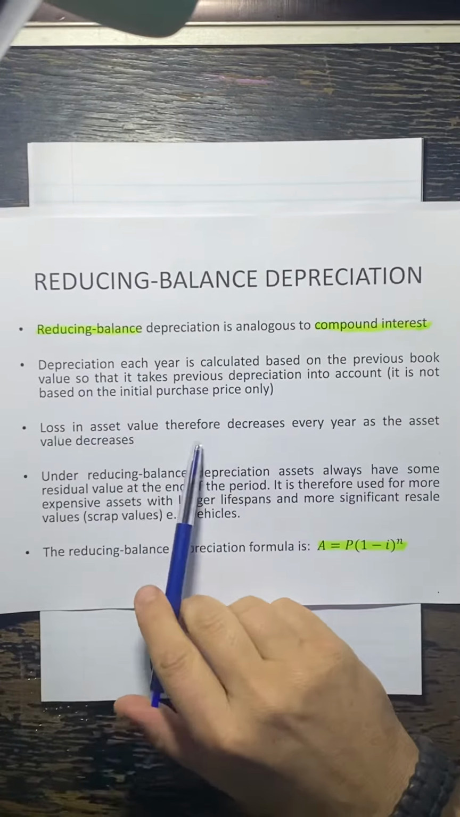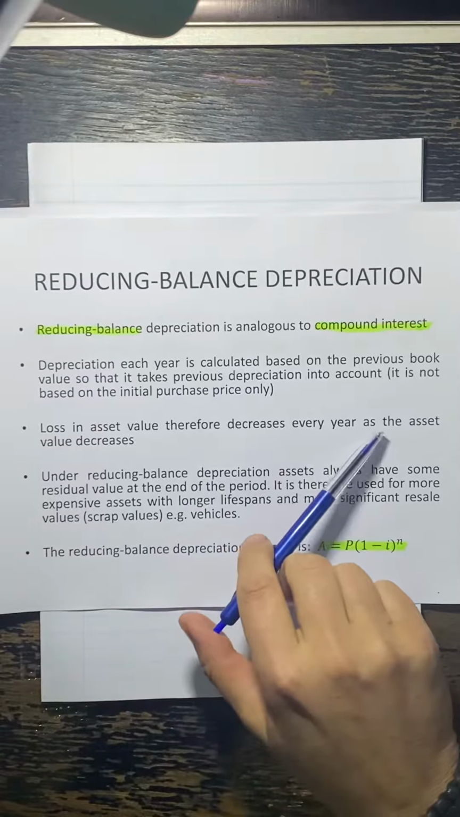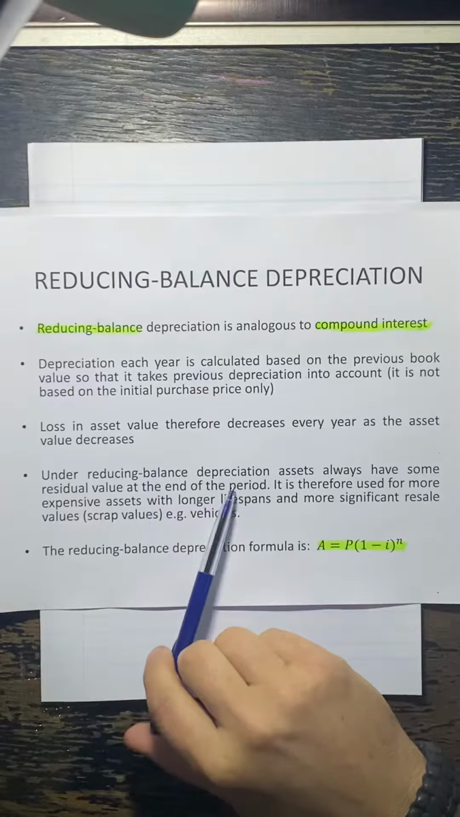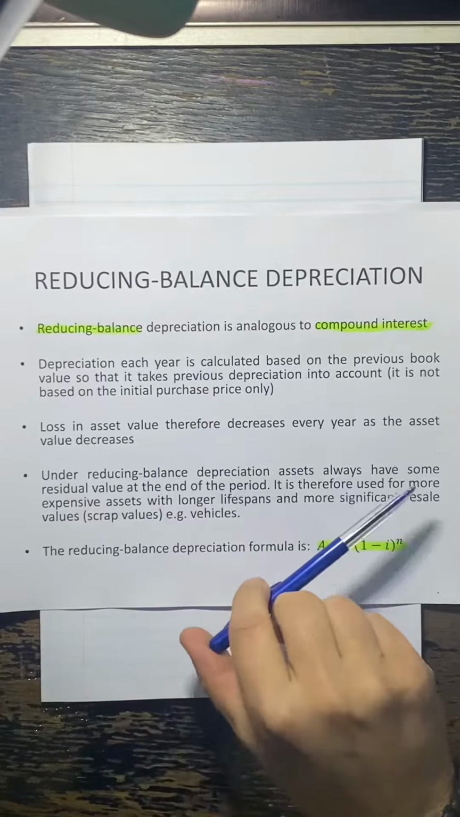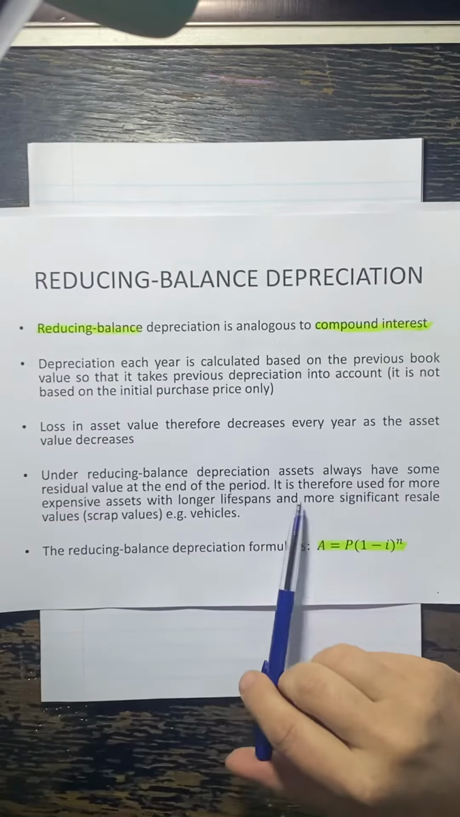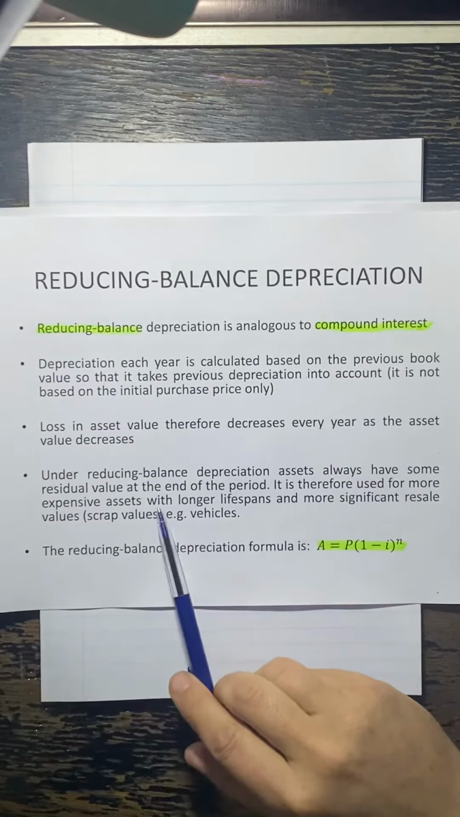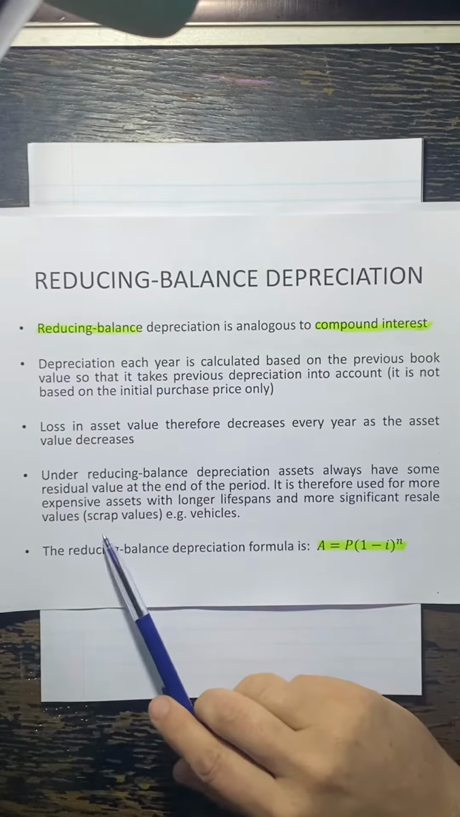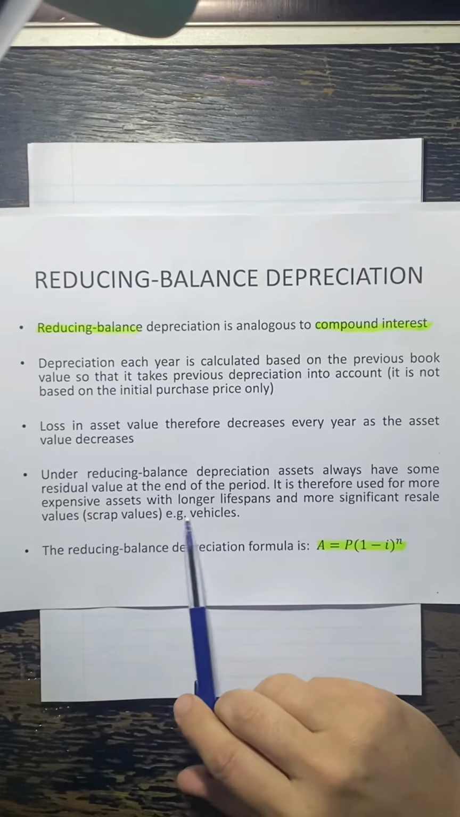Loss in asset value therefore decreases every year as the asset value decreases. Under reducing balance depreciation, assets always have some residual value at the end of the period. It is therefore used for more expensive assets with longer lifespans and more significant resale values, or the scrap value.